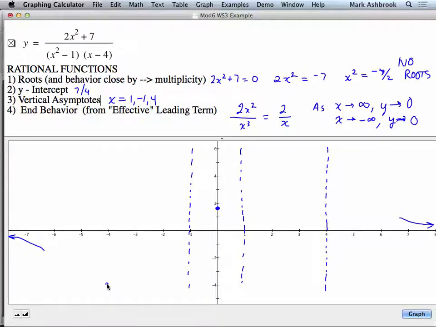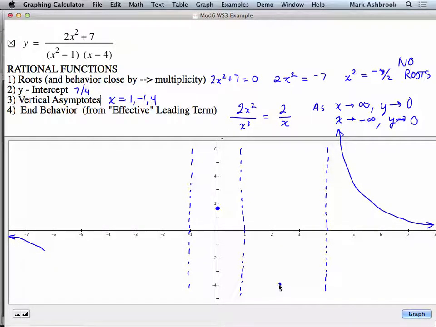Okay, so now let's put it all together. So we know we're never going to touch or cross the x-axis. All right, so as we get closer to this vertical asymptote, up to positive, down to negative. Positive. Because? No roots. If it went down to negative, there would have to be a root somewhere in there, and there's not. It's got to do that.